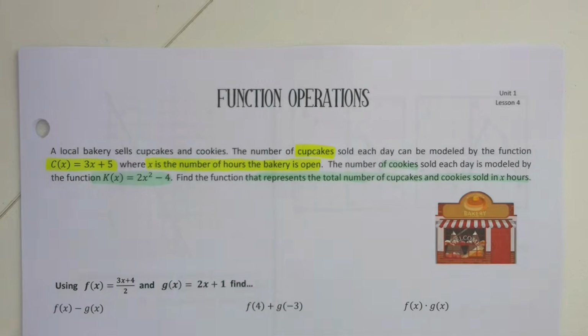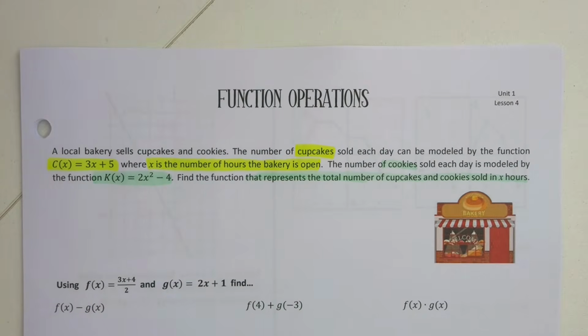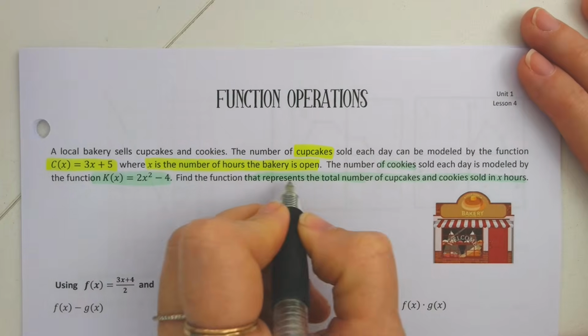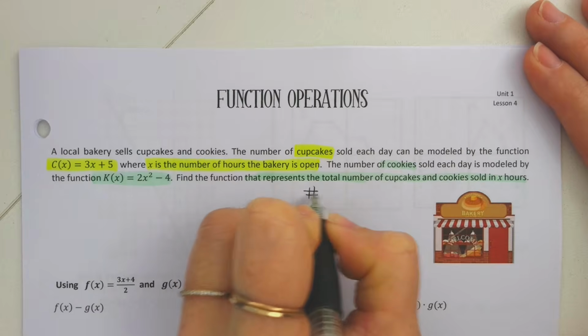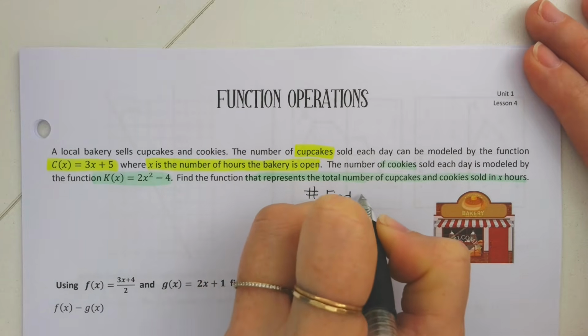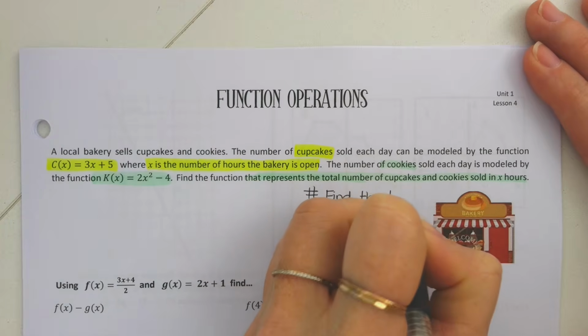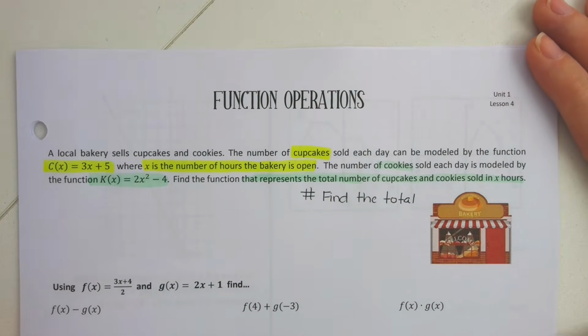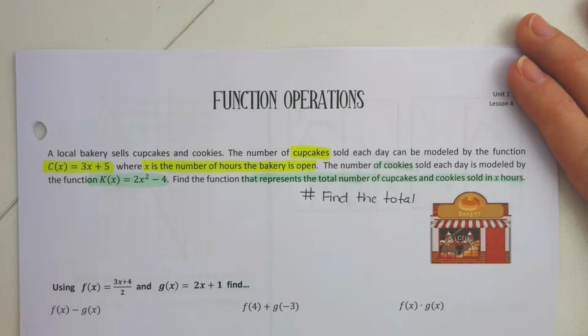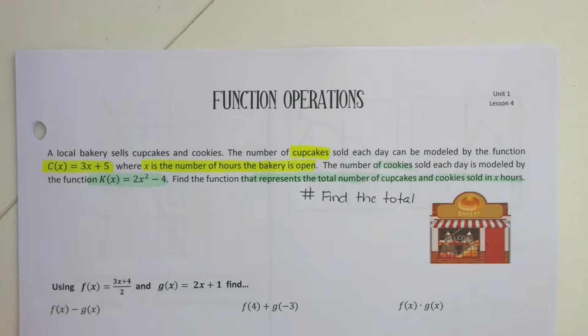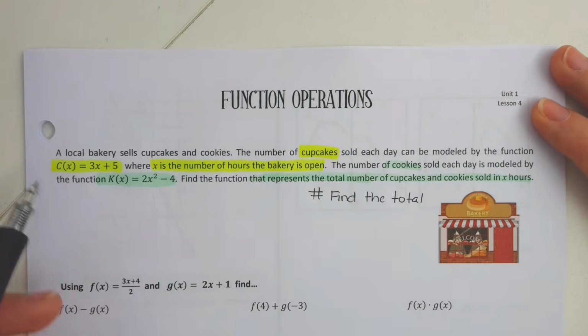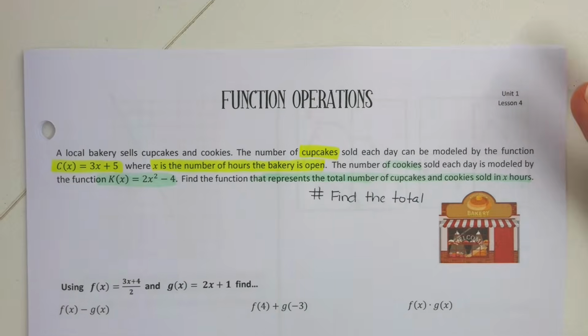In our own words, what do we think we have to do? Find the total. It's not asking us to solve anything. It just literally says find the total cupcakes and cookies. How do you think we're going to find the total? If I said I have 15 cookies and 13 cupcakes, how would we find the total? We would add them, yes. That's the same thing we need to do here. We need to add them, except ours are just functions. But you can still add them.